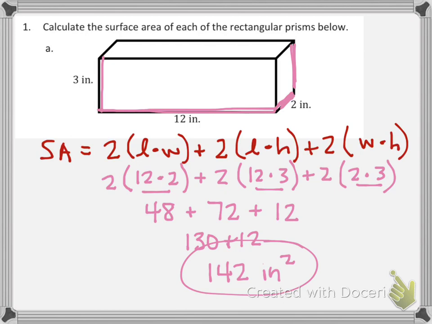So you could use that equation: 2 times the length times the width to get the top and bottom, 2 times the length times the height to get the front and the back, and then add 2 times the width times the height to get the right side and the left side. That's another option. Either way, you get the area of all of the surfaces, or surface area.